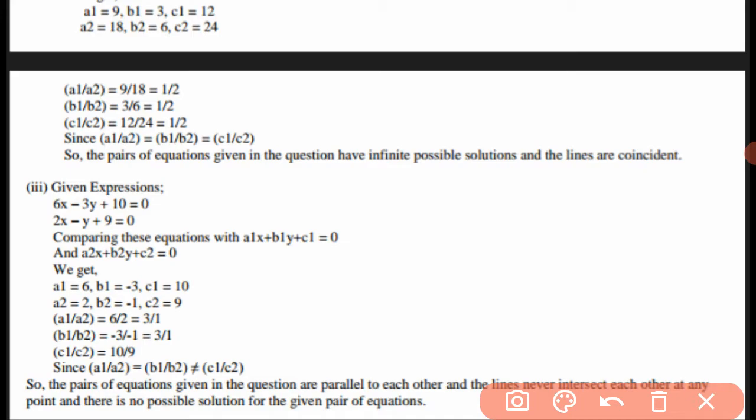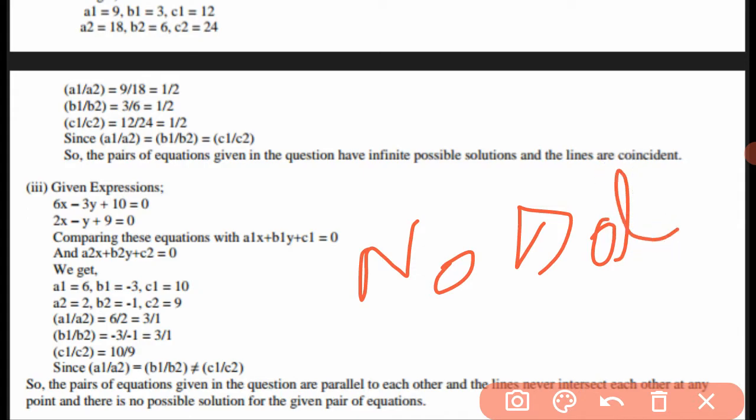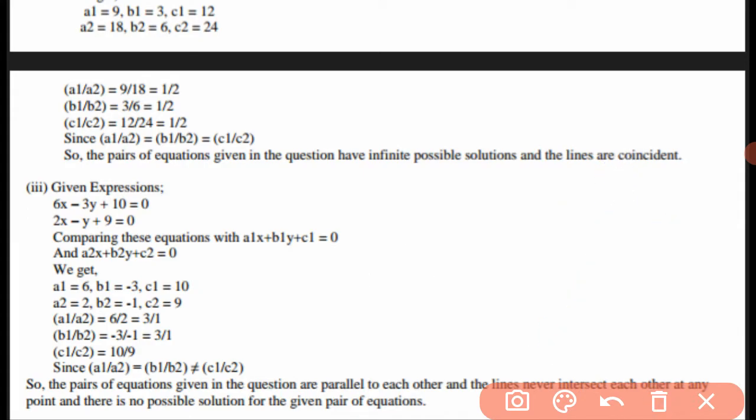Now in the third case we have been given 6x minus 3y plus 10 equals 0 and 2x minus y plus 9 equals 0. Here also we will find the values of a1 upon a2, b1 upon b2 and c1 upon c2. Here the condition will be a1 upon a2 equals b1 upon b2 not equal to c1 upon c2. So the pair of equations given in the question are parallel. The lines are parallel and there will be no solution, so we write no solution here.